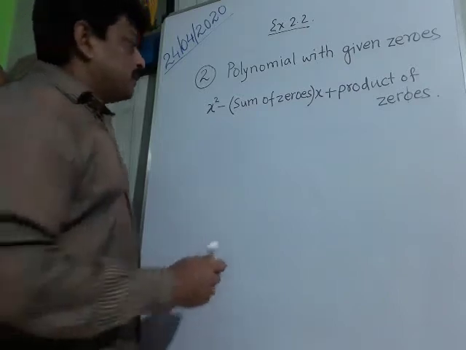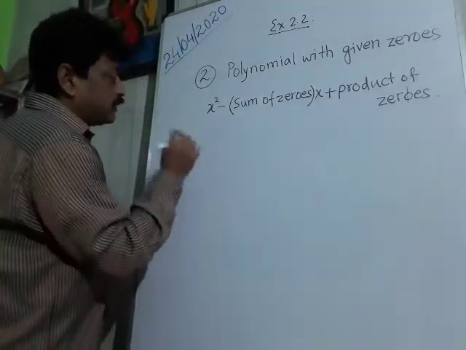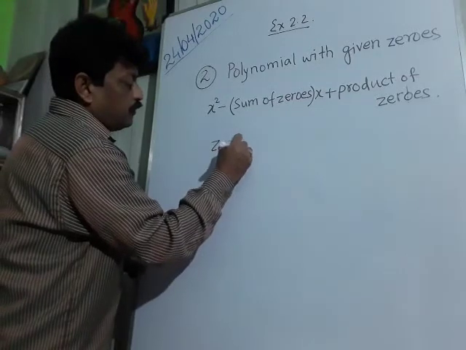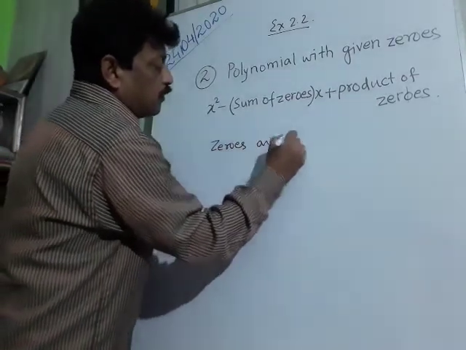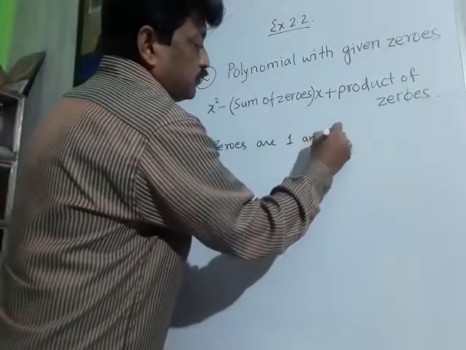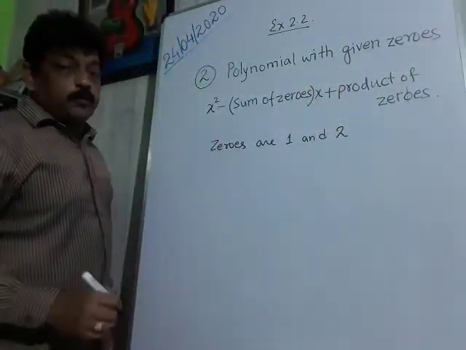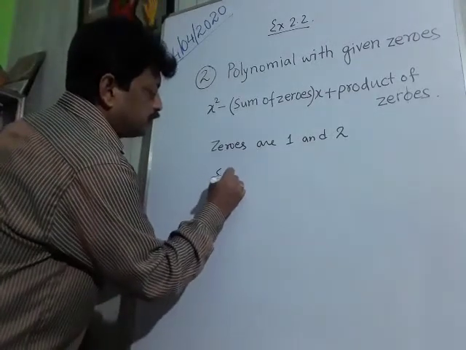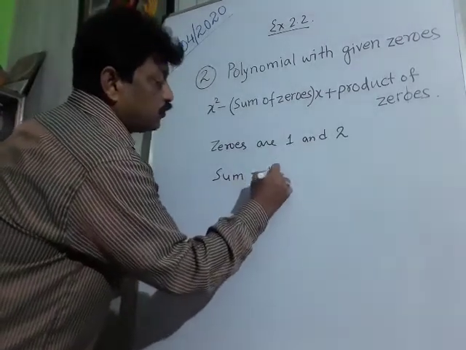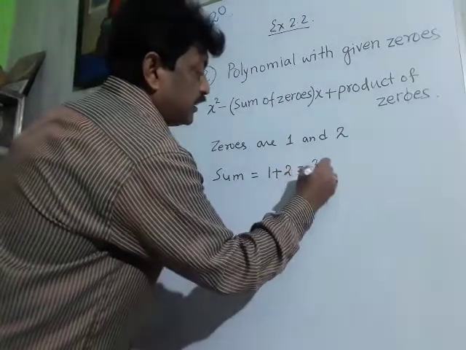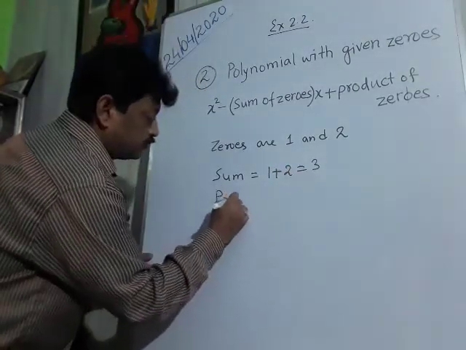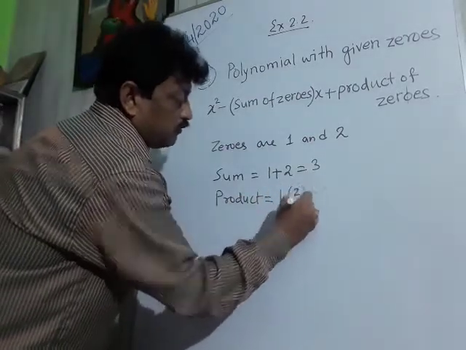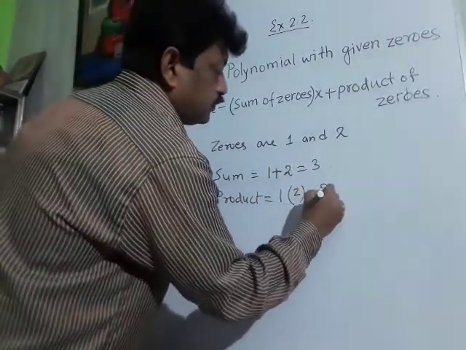So let me give you one example. Suppose the zeros are 1 and 2. So what will be the polynomial with these given zeros? First of all, we have to find the sum. Sum equals 1 plus 2, that is 3, and product equals 1 multiplied by 2, so that is 2.